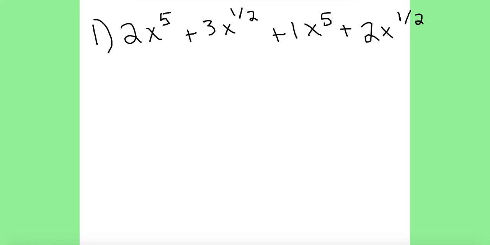And if you did what you're supposed to and actually paused it and tried it, you should be coming back. And the answer is, well, what are my like objects? The x to the 5th. Okay, let's say that's like my apples or my squares. It's a type of object. And if I have 2 and 1 of them, that's a total of 3x to the 5th.